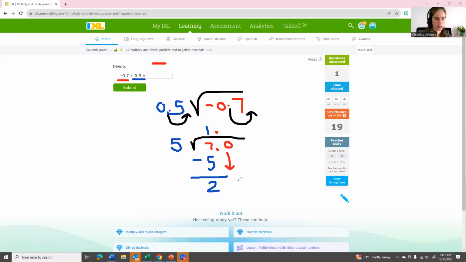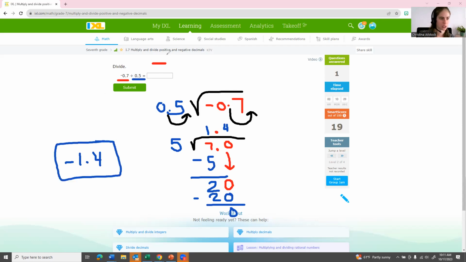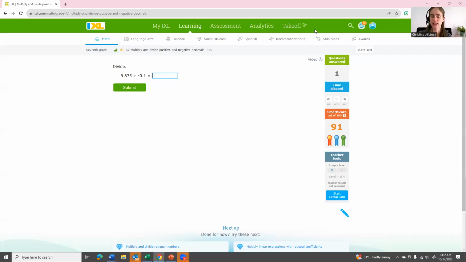And then we'll bring that 0 down, giving us 20. 5 can go into 20 4 times. And this time it goes evenly with no remainder, meaning our division is done. And so our final answer is -1 and 4/10, because we can't forget about the fact that we have a negative answer. All right, let's do one final problem together, and then you will be on your own.